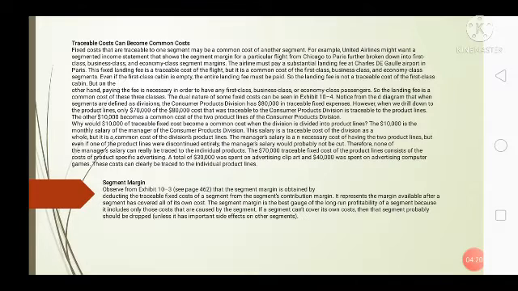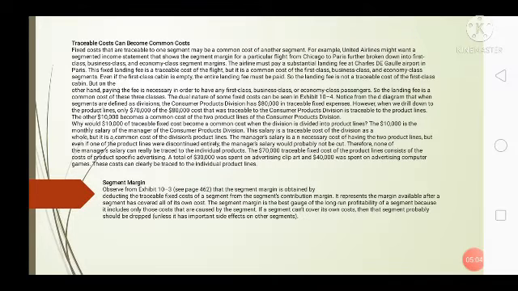The dual nature of some fixed costs can be seen in Exhibit 10-4. Notice from the diagram that when segments are defined as divisions, the consumer product division has 80,000 US dollars in traceable fixed cost expense. However, when I drill down to product lines, only 70,000 US dollars of the 80,000 US dollars is traceable to the product lines. The other 10,000 becomes a common cost of the product lines of the consumer product division.